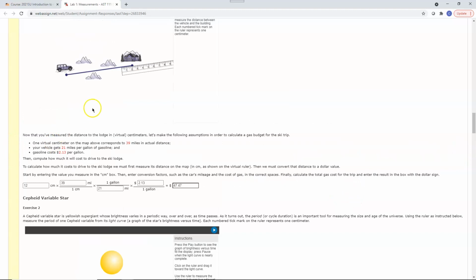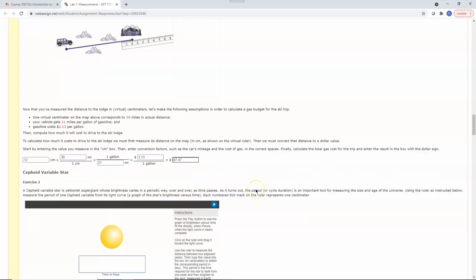12 centimeters times 39 miles gives you the mileage. Divide that by 21 miles per gallon of gasoline that our vehicle gets. Multiply that times $2.13 per gallon and gives you $47.47.